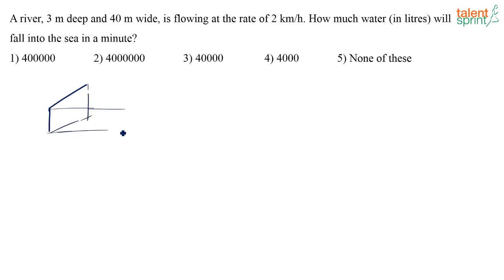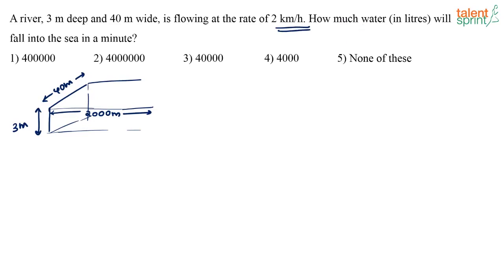So you can say the river is like a box, right? It is 3 meters deep and 40 meters wide. The water is flowing at a rate of 2 kilometers per hour, or I can say the length that is covered in 1 hour is nothing but 2 kilometers, that is 2000 meters. That represents the length that the water covers in 1 hour.